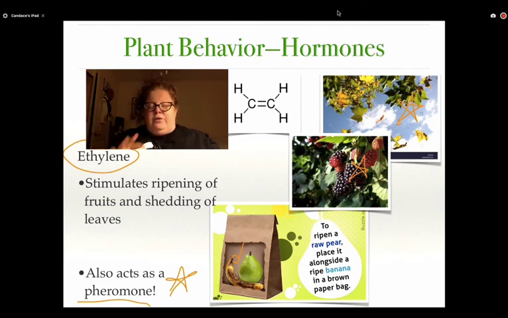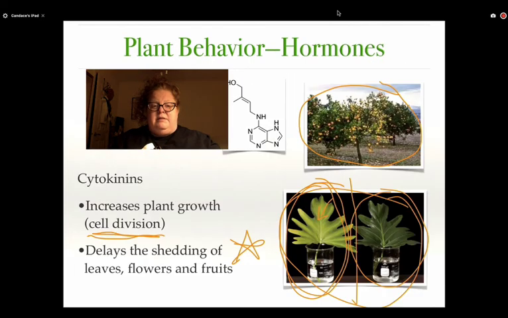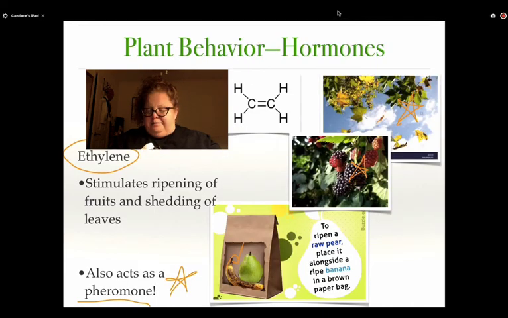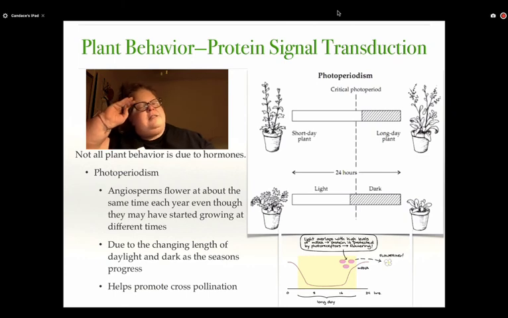All right. So those are our 4 hormones that you're responsible for. Okay. So let's go back so you can see them again. Auxin, gibberellins, cytokinins, and ethylene. All right. Now, I'm not going to get very far into this, but I think it's important for you guys to understand that not all of the behaviors that we see in plants are due to hormones. Just like not all the behaviors that we see in humans are due to hormones, right? Only just teenagers.